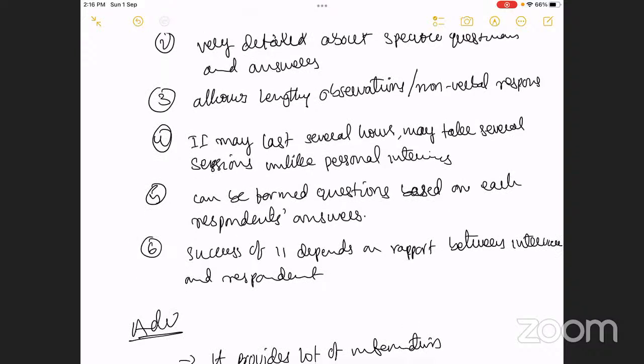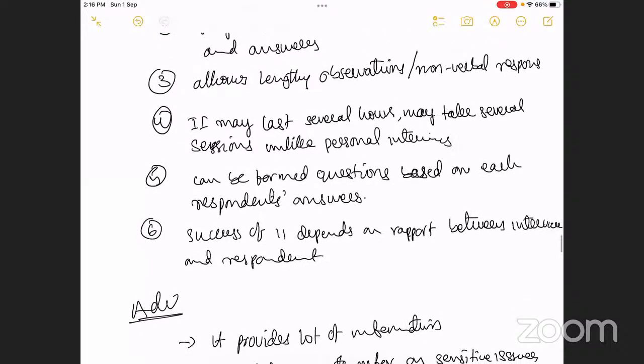The success of in-depth interviews depends on rapport. Once you create a rapport between the interviewer and respondent, it will become a success. Otherwise, they may not give proper answers. You have to create a rapport so that they can trust you and give you whatever answer they want to tell. Otherwise, they have an intention to hide their answers and give another answer. That's the problem with intensive interviews.